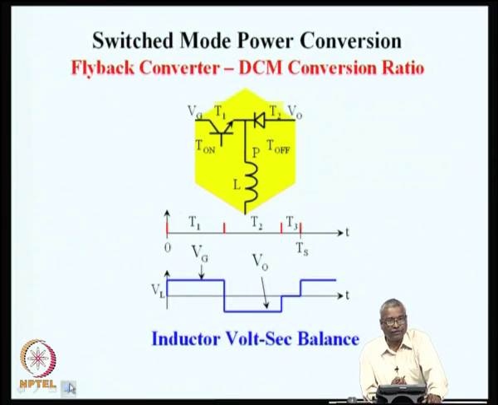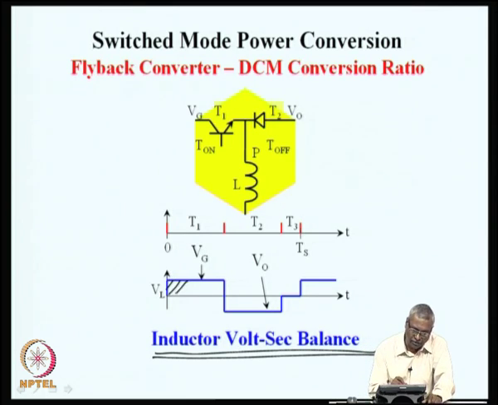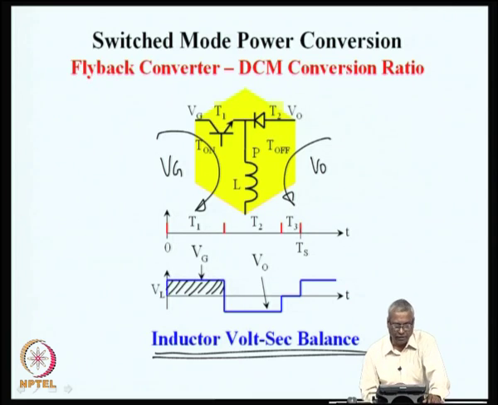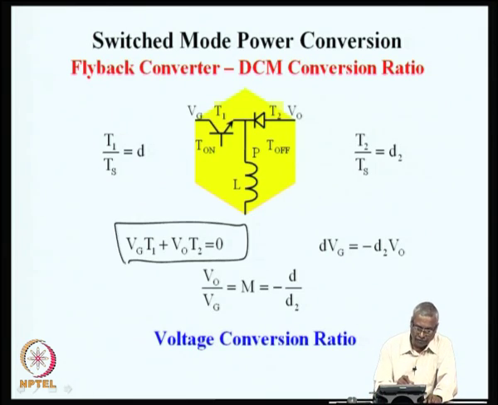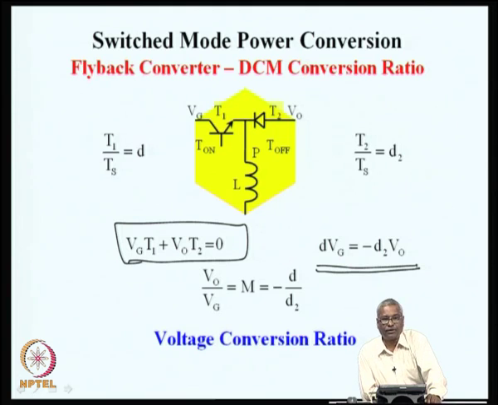The conversion gain for these converters follows the same procedure: we find out under steady state what the volt-second balance on the inductor is. For that, find out the voltage across the inductor during the switch on time, which is Vg in this particular case. During the on time this is Vg, and during the off time this is V naught. So, you can find the volt-second balance: Vg into T1 plus V naught into T2. The third interval does not contribute to the volt-second, and if you add all these, Vg into T1 plus V naught into T2 adds up to 0, and that gives us the relationship in terms of the duty ratios.